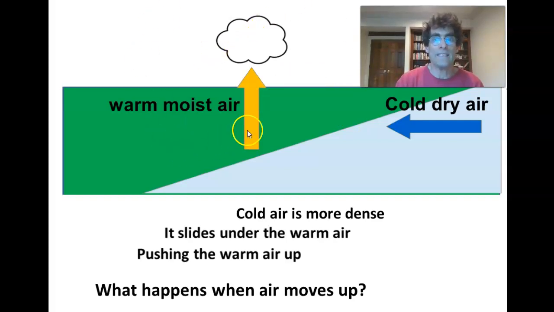Now, the idea, though, is that because you have this triangle here, this wedge of warm air, here you have really cold air down here. This is below freezing, and here you have warm air above it. That's going to create all those kinds of weird weather.